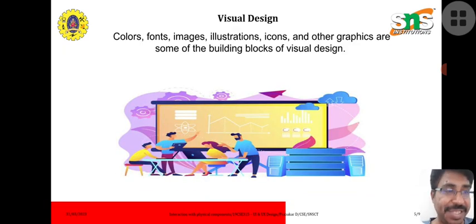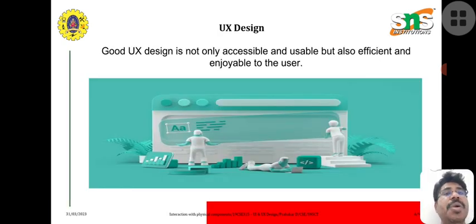The next one is visual design. This topic is very interesting, because we prepare our presentation and provide explanations. Among that, how can we provide visualization? For example, in a film, many people act as directors and do storytelling, creating visuals and providing the storytelling without boring, with creativity, and creating interest. That is very important. Colors, fonts, images, illustrations, icons and other graphics are some of the building blocks of visual design.